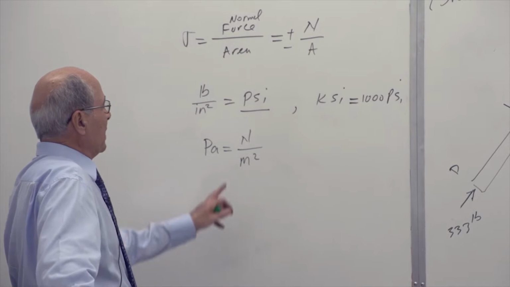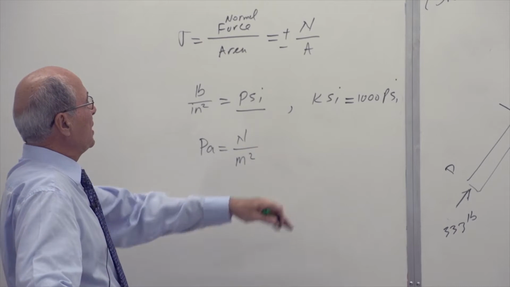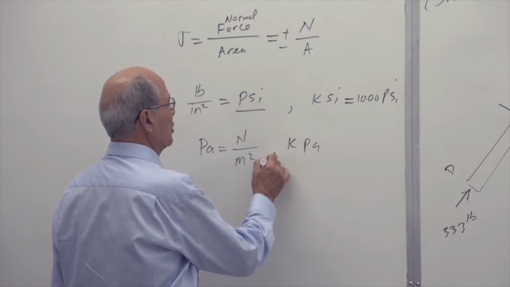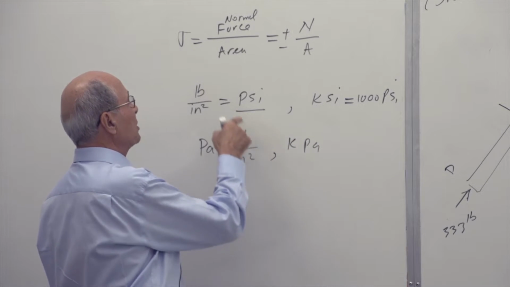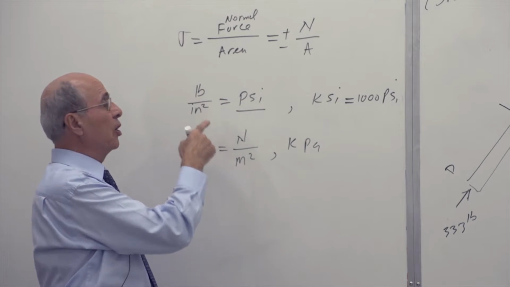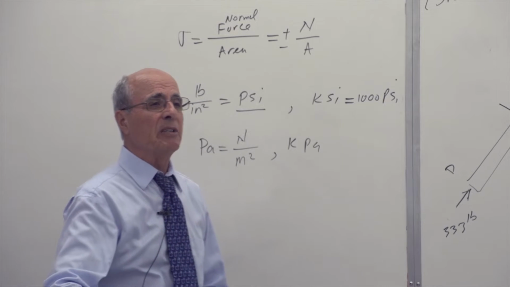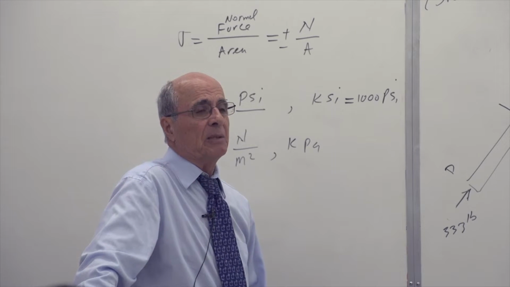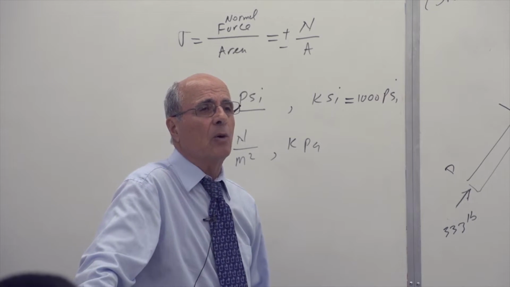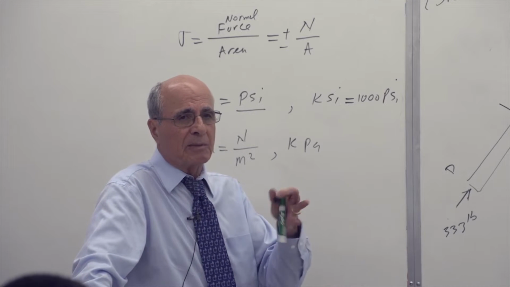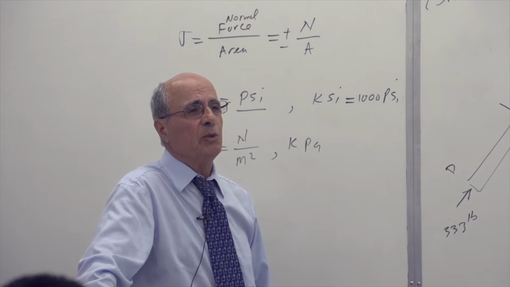And then, of course, the unit will be in Pascal or kilopascal, because Pascal usually is very small. Newton is much smaller than pound. Everybody knows that. Meter square is much, much larger than inch square. Then naturally, Pascal is very small. We never express things in Pascal. We always use kilopascal or megapascal. For wood and material like that, which is medium strength, we use kilopascal.